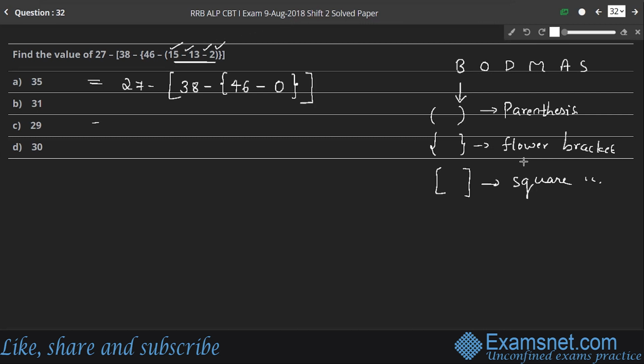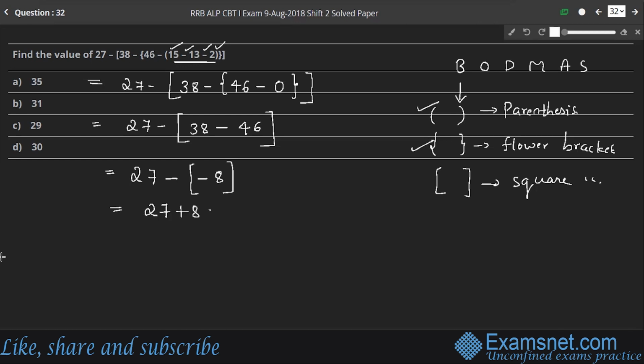Next comes the flower bracket. After removing the parenthesis, go for the flower bracket. So 27 minus, inside the square bracket, this part will be as it is. 46 minus 0 is 46 itself. So 38 minus 46. Hence we have removed the flower bracket. Next go for the square bracket. 38 minus 46 is equal to minus 8. Minus of minus 8 is plus 8. 27 plus 8 is equal to 35.